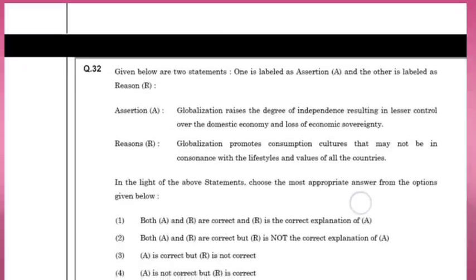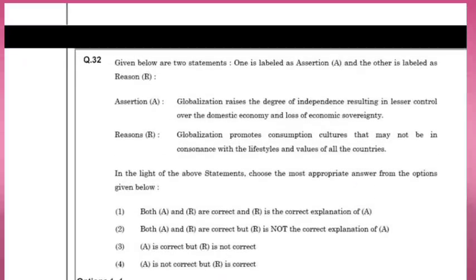Next question: assertion and reason. Globalization gives rise to a degree of interdependence, resulting in less control over the domestic economy and the loss of economic sovereignty. And the reason: globalization promotes a consumption culture that may not be consonant with the lifestyle and values of all countries. Both are true, but R is not the correct explanation of A. Option 2 is the correct answer.